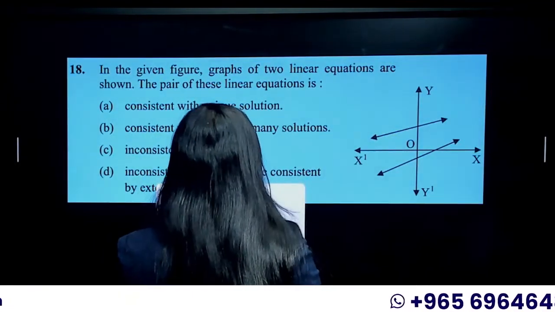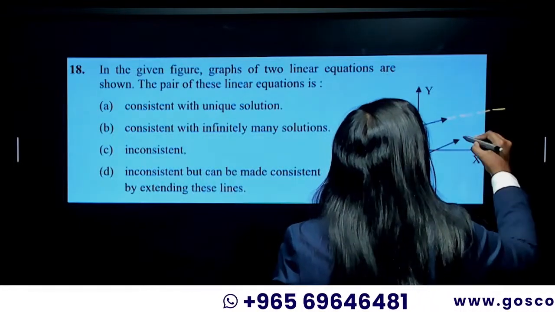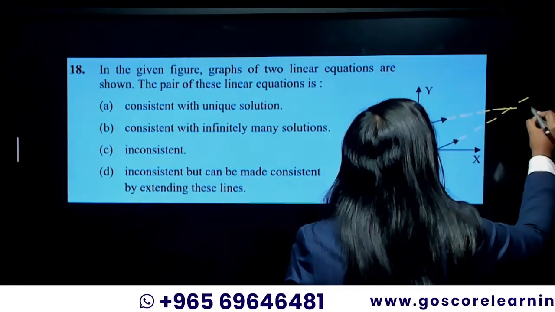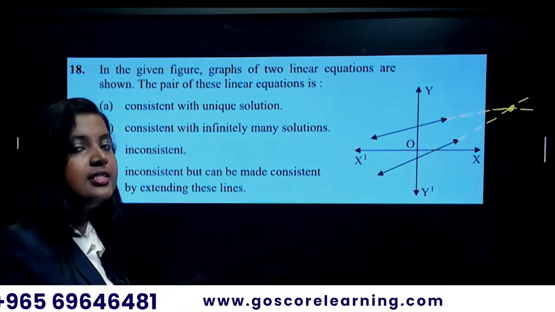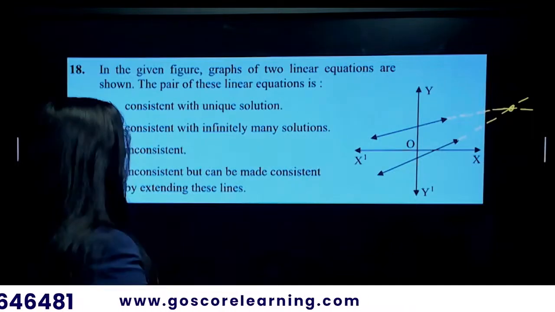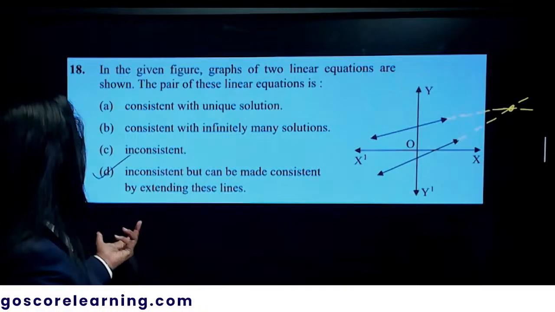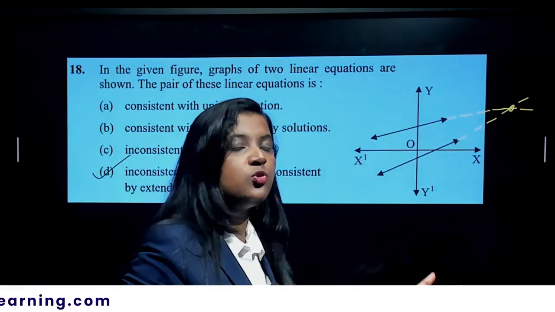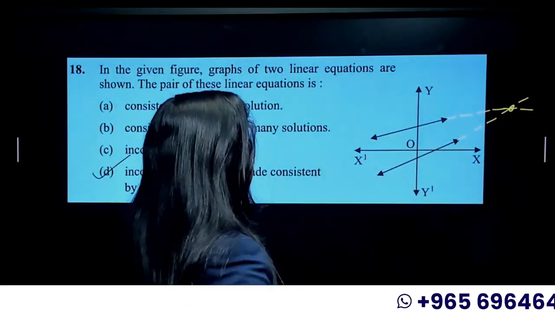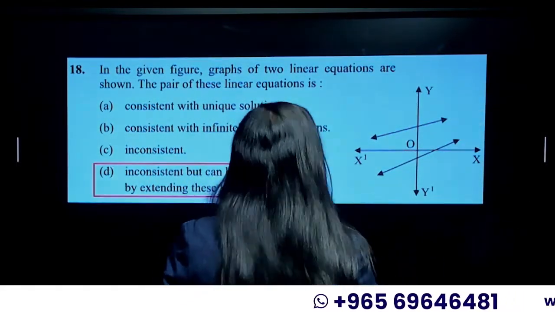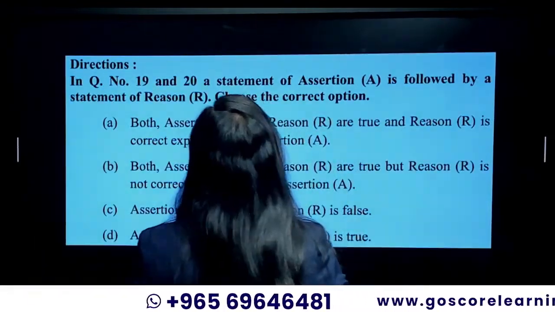So let us try extending them. When you extend them, they will meet at a point, which means they are intersecting, so there is a chance of them being consistent. So the answer is that it is inconsistent but can be made consistent by extending these lines. Option D is the correct answer. Now moving to the next one.